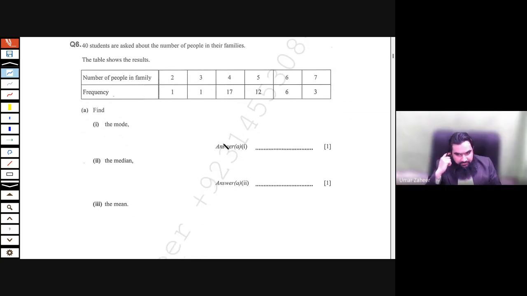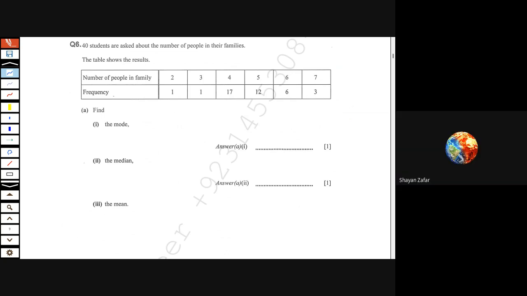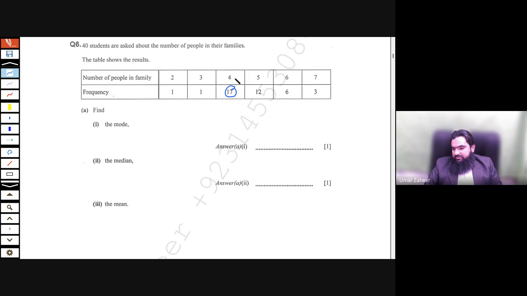All right, now we have 40 students who are asked about the number of people in their families. The number of people in the family is this one. You have to find the mode. Yes, what is the mode? Obviously, the mode is the most repeated value, right? The highest frequency is 17. So the mode is 4.